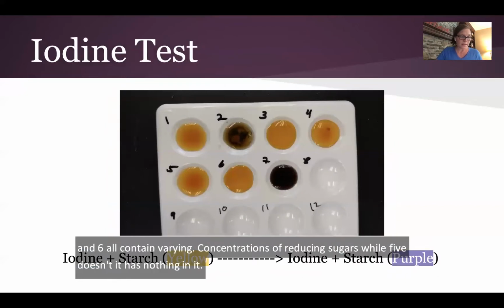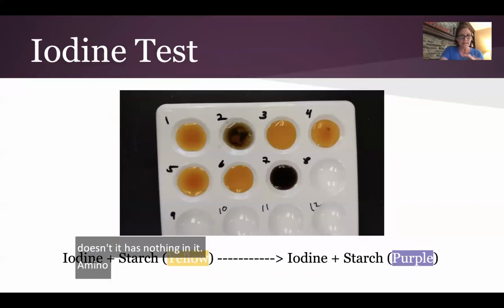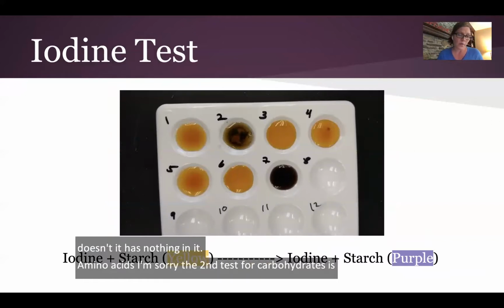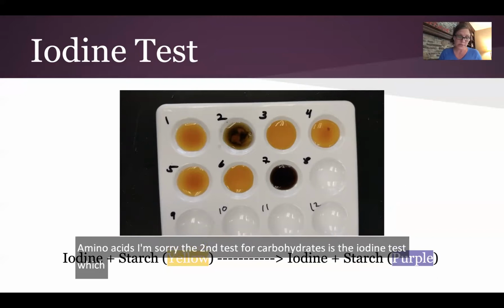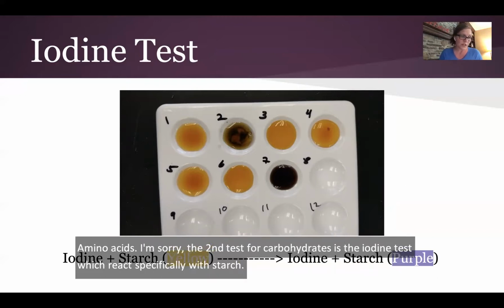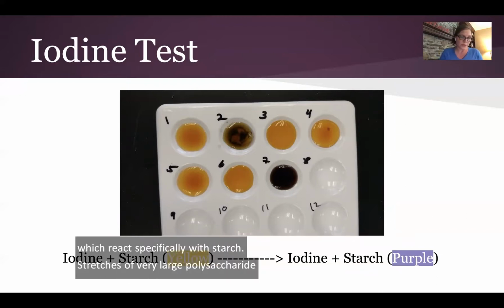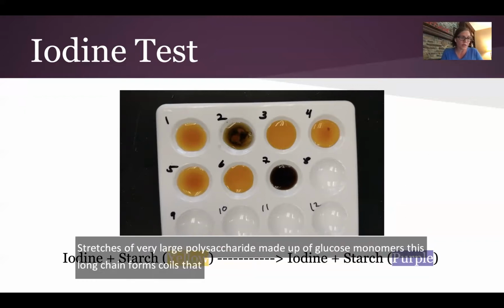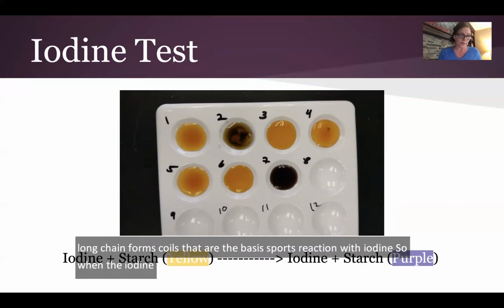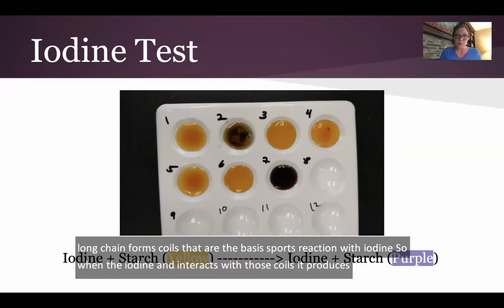The second test for carbohydrates is the iodine test, which reacts specifically with starch. Starch is a very large polysaccharide made up of glucose monomers. This long chain forms coils that are the basis for its reaction with iodine. So when the iodine interacts with those coils, it produces a color change from yellow to purple and black.